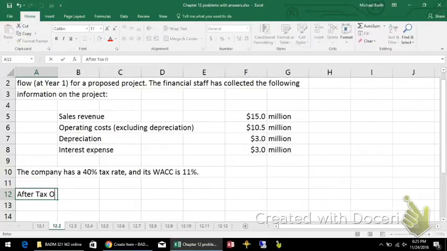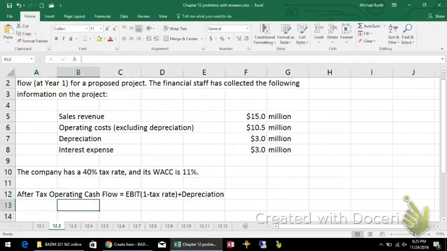the after-tax operating cash flow is EBIT times 1 minus the tax rate, and then add back the depreciation because that's not a real expense, or it's not a cash expense, I should say.